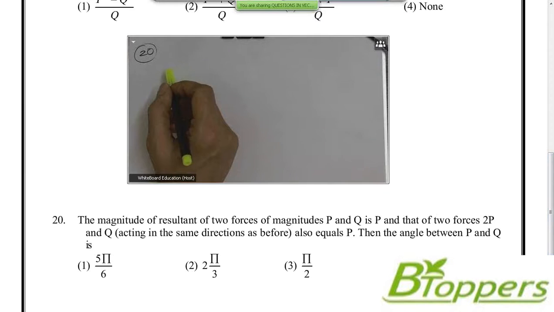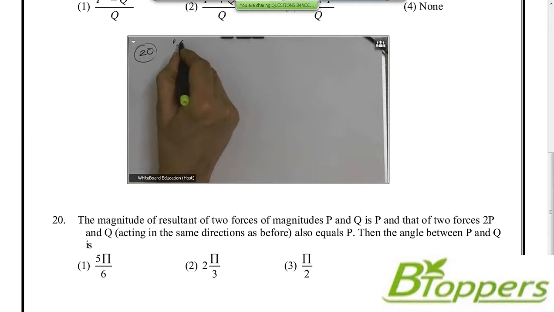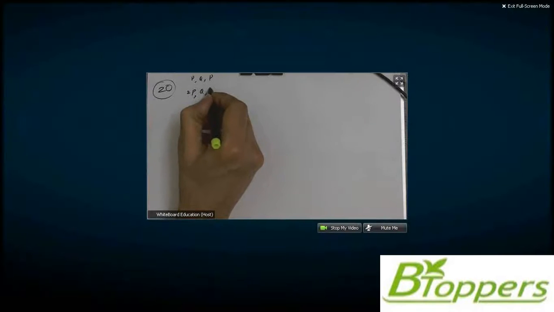See that question number 20. The magnitude of the resultant of two forces of magnitudes P and Q is P. And if there are two forces 2P and Q acting in the same directions as before, the resultant also equals P. The angle between P and Q is? So 4 options are given. The angles are expressed in radian. So now we can look at the solution of this problem.